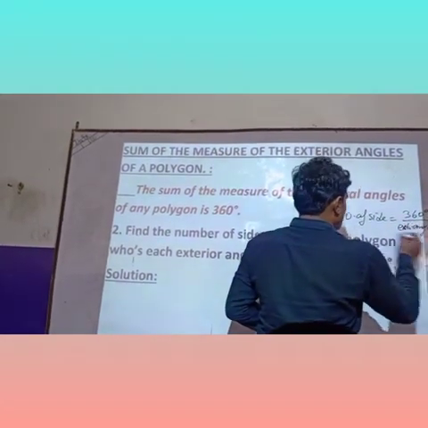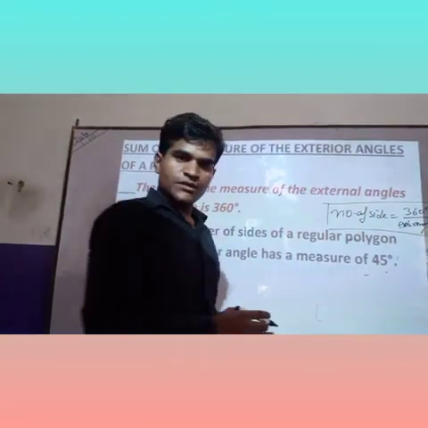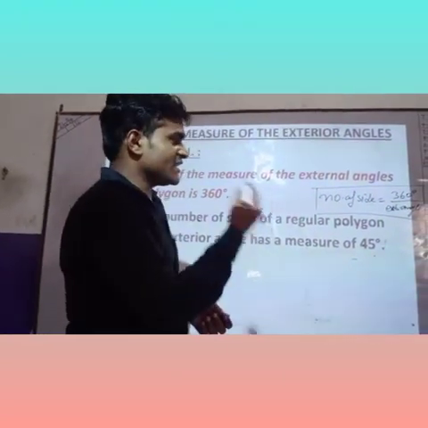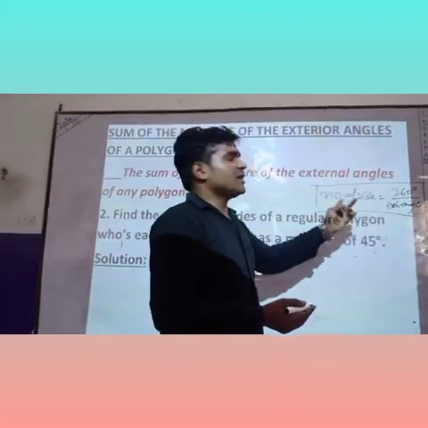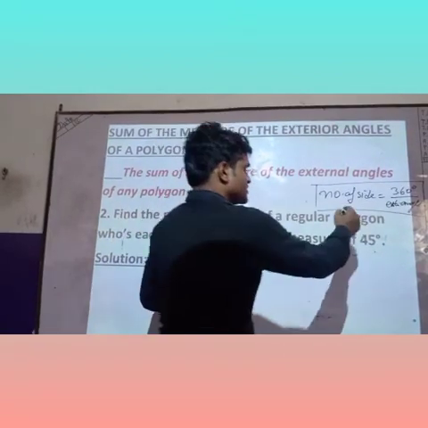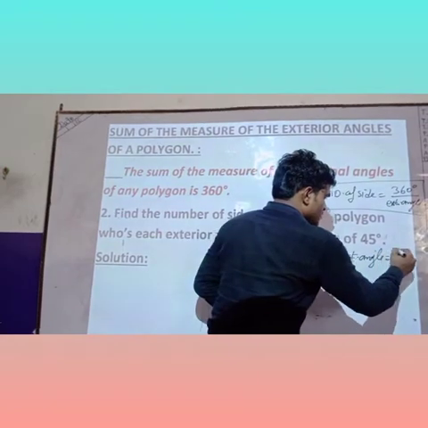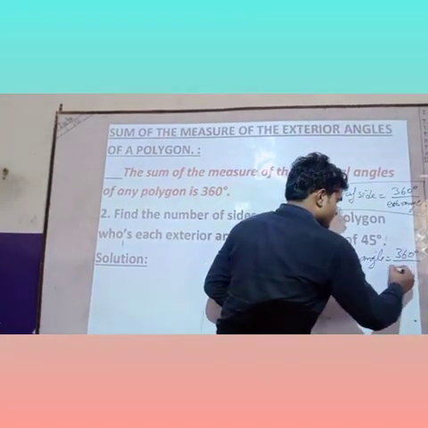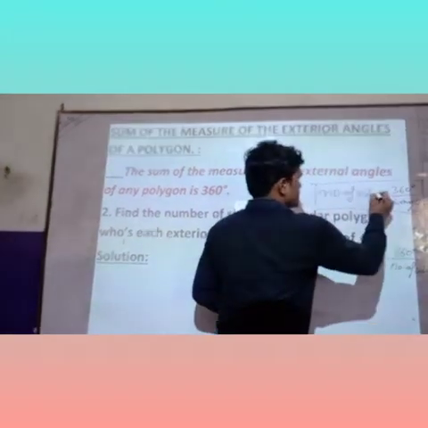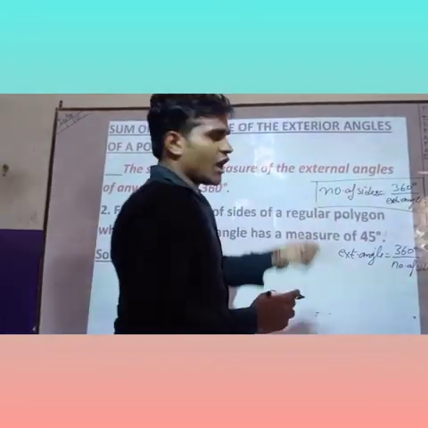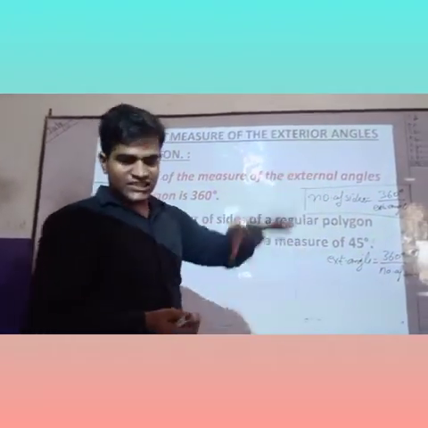Okay children, this is the formula to find the number of sides of a polygon if the exterior angle is given. Exterior angle is equal to 360 divided by n, where n means the number of sides. So the number of sides of a polygon is 360 degrees divided by the exterior angle.